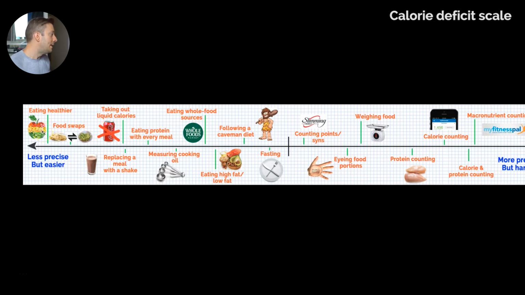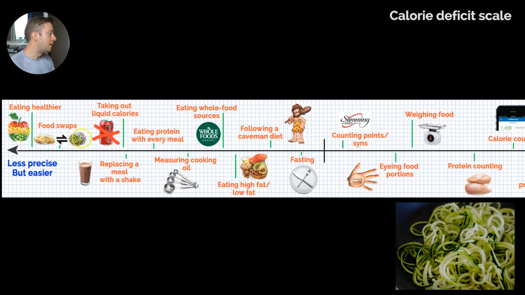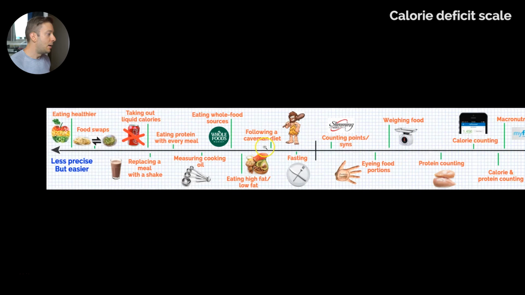So you might start eating healthier and you might lose weight for a while, but then your results might start to slow. So you might do something like swap a few foods around. So instead of having pasta or spaghetti, have vegetable versions like courgette. Or you might think about including more protein with each meal, be a bit more precise with that. Or measuring your cooking oils, things like that. And then coming down the scale.